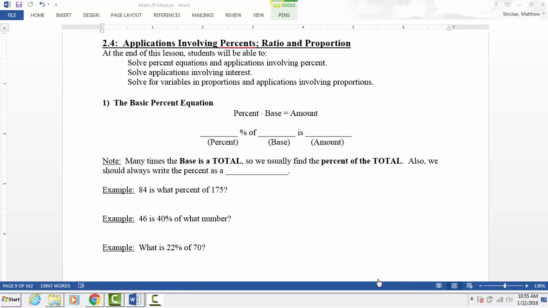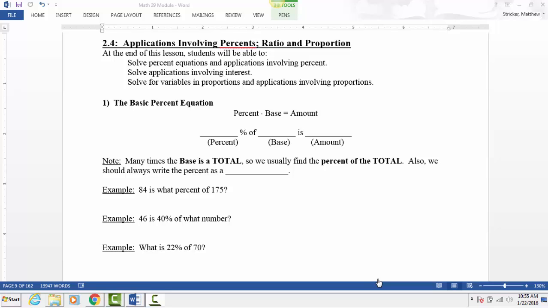This video covers section 2.4. It's titled Applications Involving Percents, Ratio, and Proportion. And so we're going to really focus on those three things. We're going to look at how we solve equations and applications involving percent. We're going to solve applications involving interest. And we are going to work on solving proportions and some of the applications where we would use proportions.